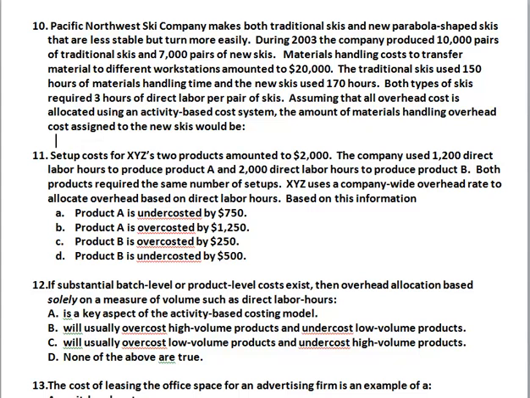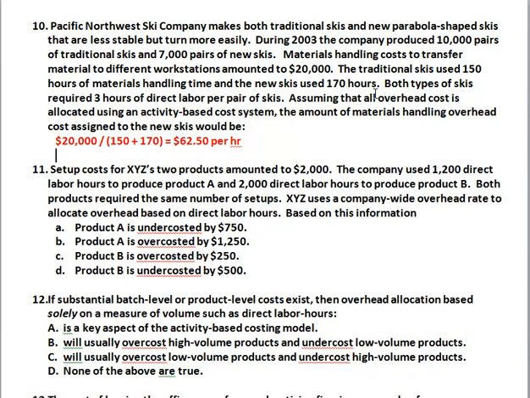In problem 10, we are looking to allocate the $20,000 of material handling cost. If you're allocating material handling costs, based on what we have, the best cost driver would be material handling time. So that's going to give you an activity rate of $62.50 per hour.